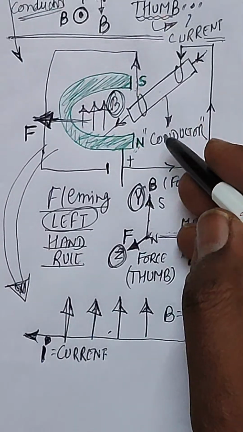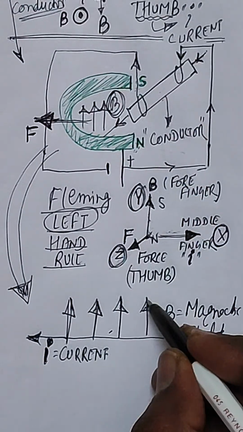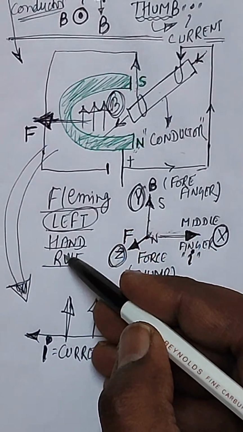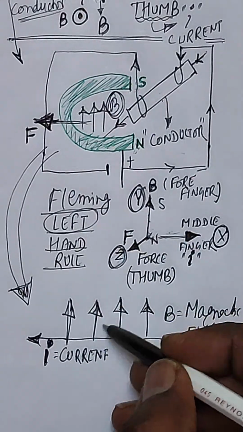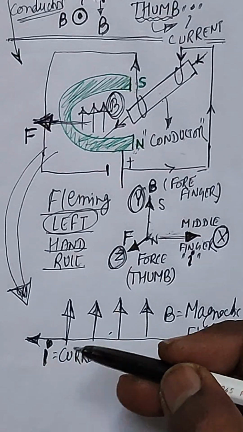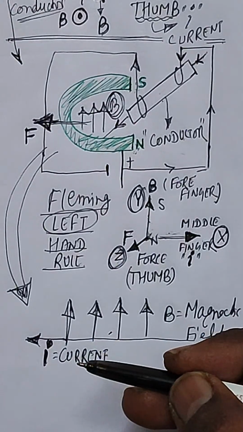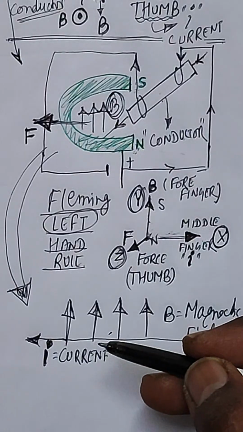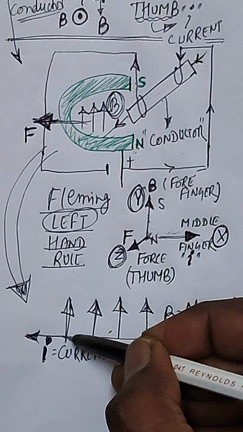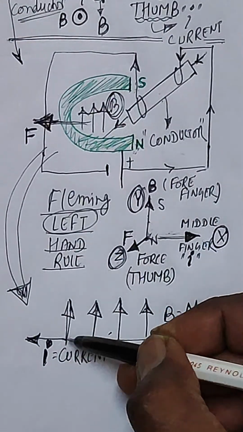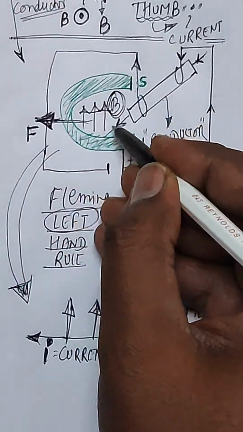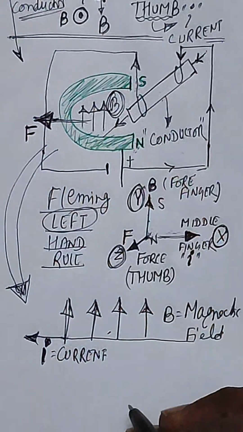So that means if B is there, and I is perpendicular to this, as per Fleming's left hand rule, if the direction of B is there and I is in this direction, which I have considered out of the paper, then definitely the force will be acting towards the left, right? So you can see the current is like this, out of the paper. So the deflection of the conductor is towards the left, right?